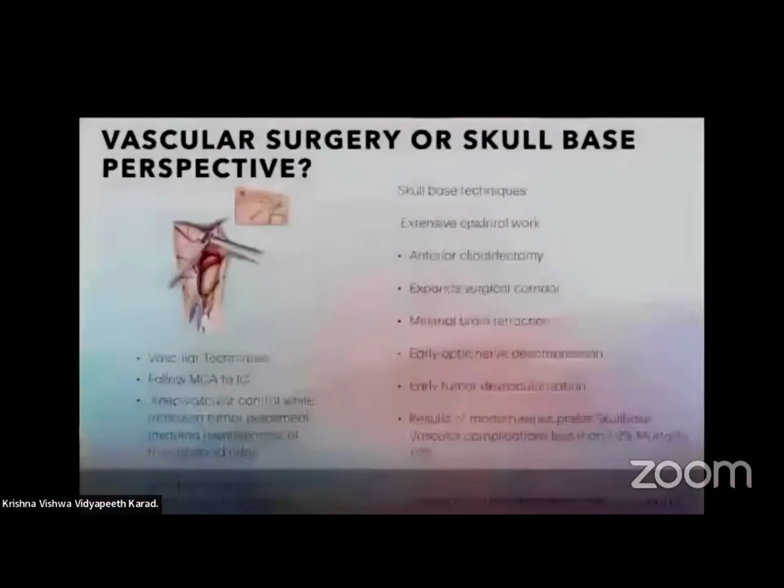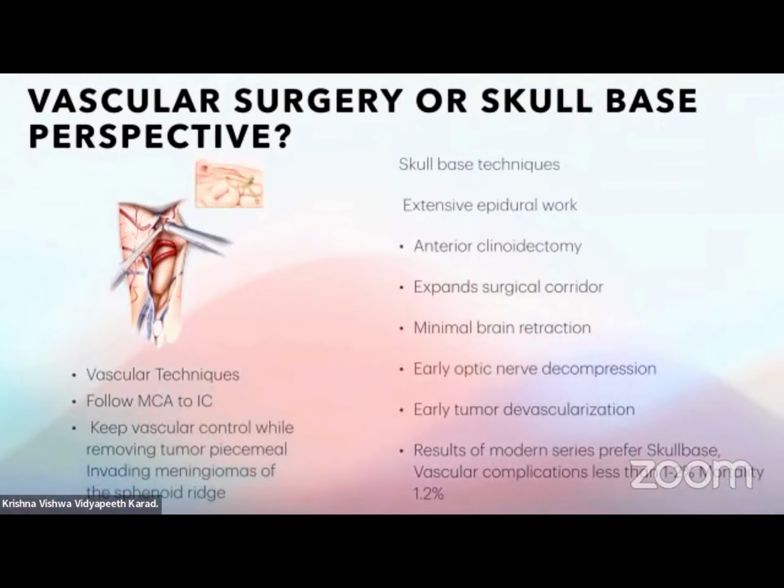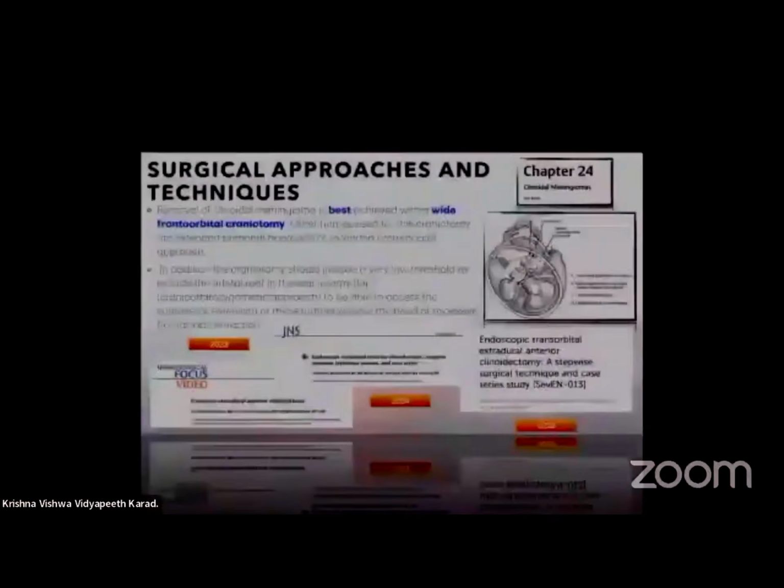And when we get to the surgery itself, we will find two different perspectives, which are vascular and skull base. Vascular will start by opening the sylvian fissure widely in the beginning and follow the vascular structures to the tumor. Skull base will prepare the bony corridor and widen the approach first. Each has pros and cons, but the literature is in favor of dealing with clinoidal meningioma from the skull base perspective.